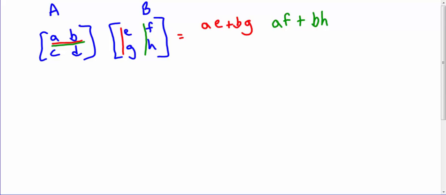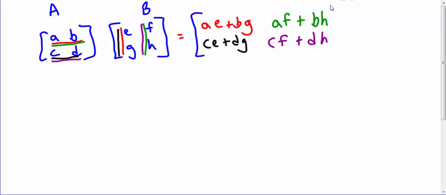Okay, continuing on. Once we've exhausted every column in the second matrix, we'll go on to the second row in the first matrix, so C and D, and we multiply by first E and G, so we'll have CE plus DG. And then finally, we do C and D times F and H, so it would look like C times F plus D times H. I know this is a bit tedious, but it's really not that horrible of a process.